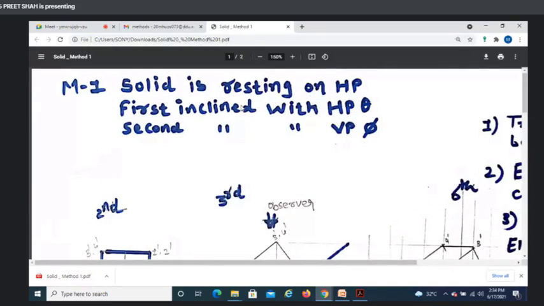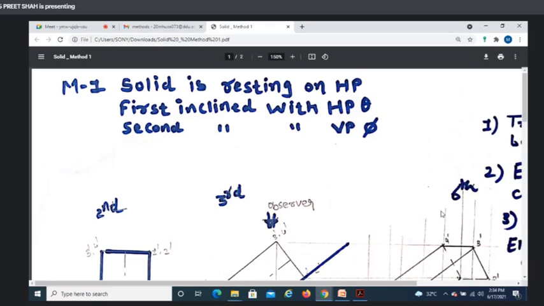Okay, so first of all, listen here. There are two types of methods. Majorly we discuss these in projection of solids. 99% of problems you will solve by these two methods only. So the first method is: solid is resting on the HP plane. You will say that any solid, like a pentagonal prism, is resting on the HP plane.